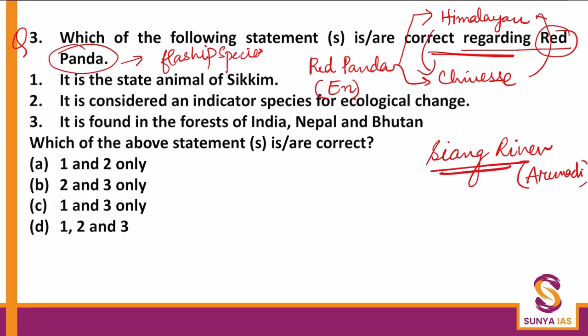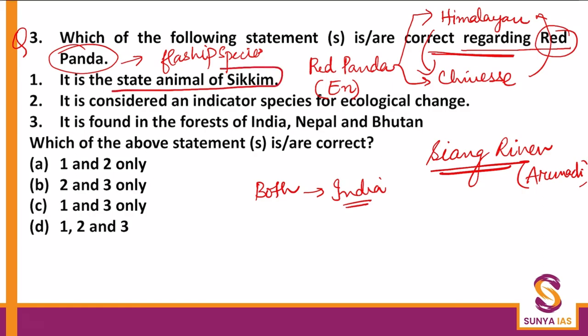This splits the two species. Now, if the statement says only the Himalayan red panda is found in India, or Chinese, class, remember, both the red pandas are found in India. Both the red pandas are found in India. Let's look at the statements.